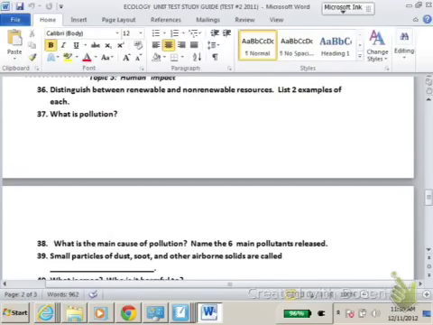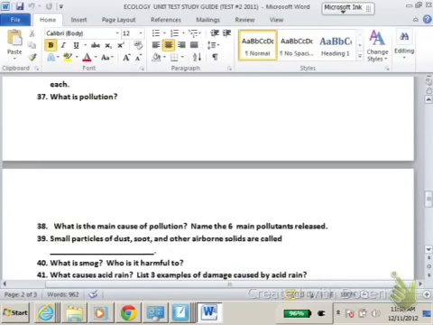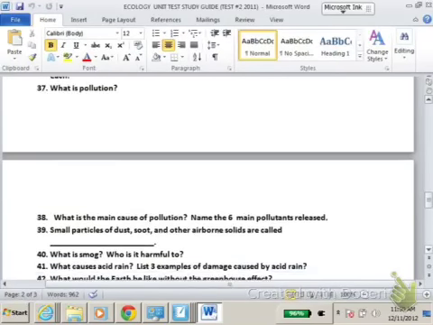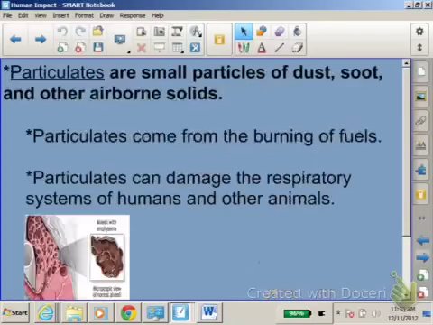Okay, 39. Small particles of dust, soot, and other airborne solids are called particulates. Remember, those are tiny particles that you breathe in when you don't know that you are. They can be very harmful to your health because they can damage your respiratory system. They come from the burning of fossil fuels also.